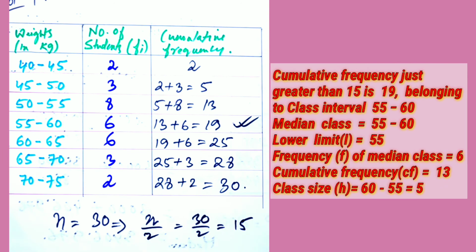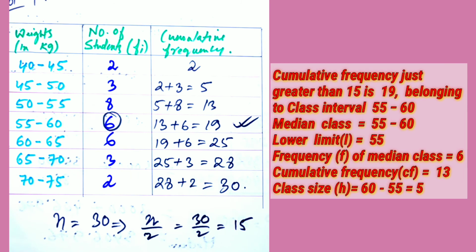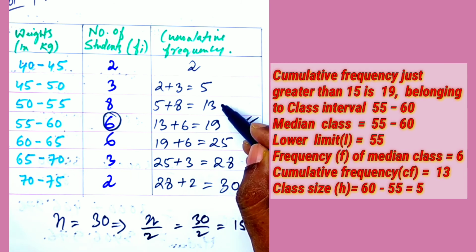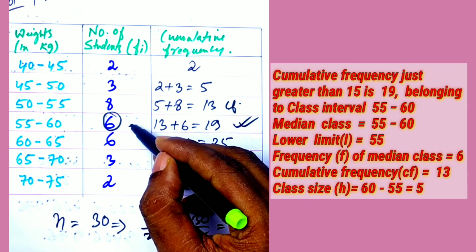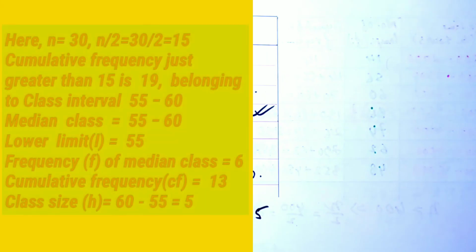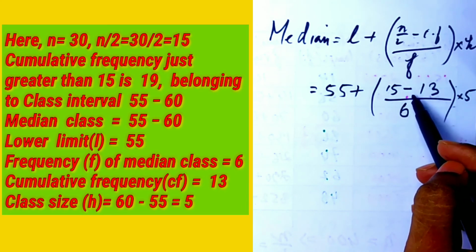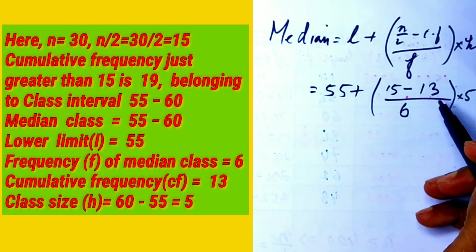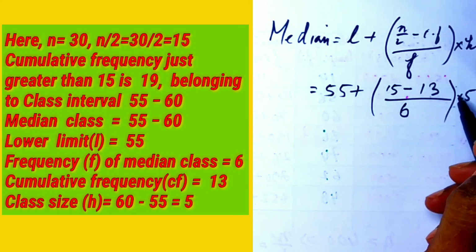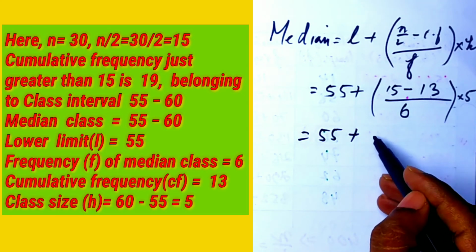Here, lower limit is 55, frequency 6. Cumulative frequency of the class preceding the median class is 13. This is our cumulative frequency C. Class size H is 60 minus 55. So now with the formula, let's calculate the median. L is 55, n by 2 is 15 minus C cumulative frequency is 13 divided by 6, which is our frequency, into H is 5.